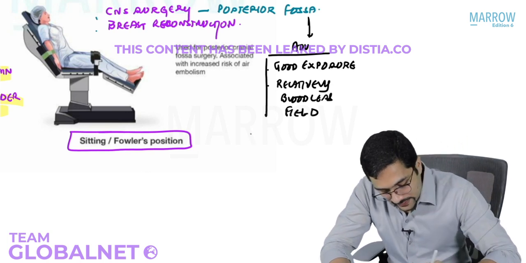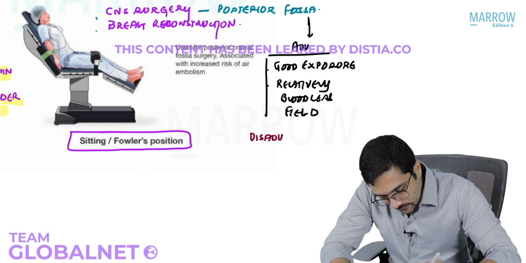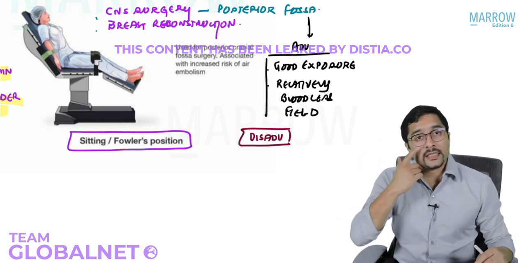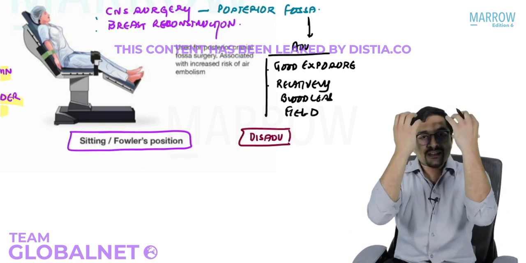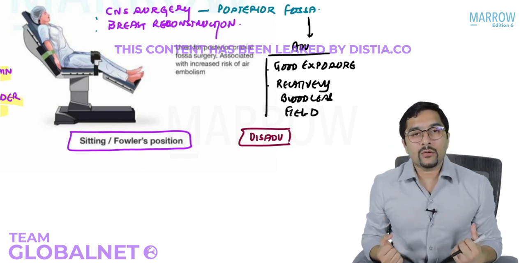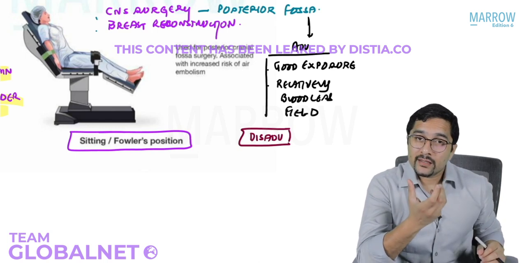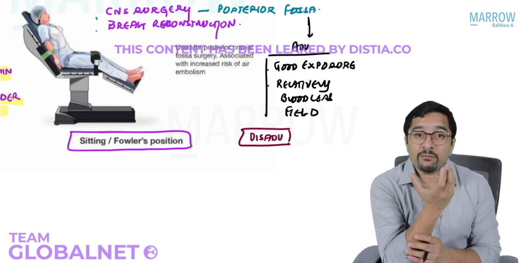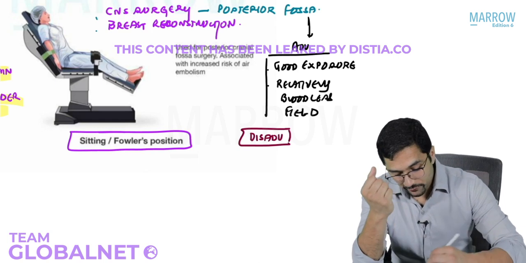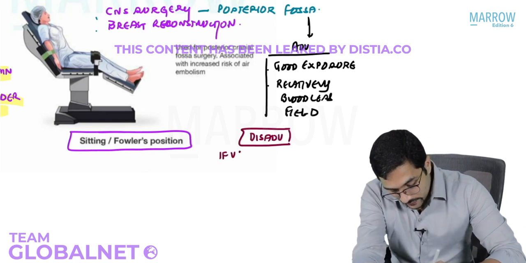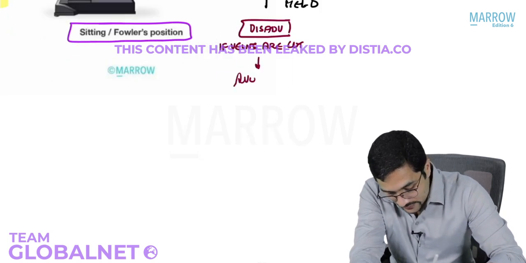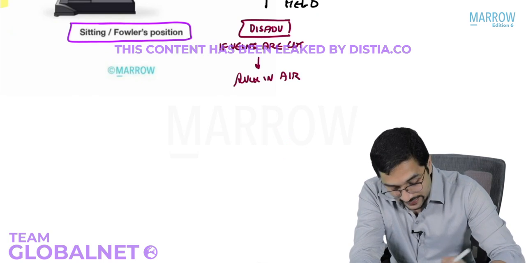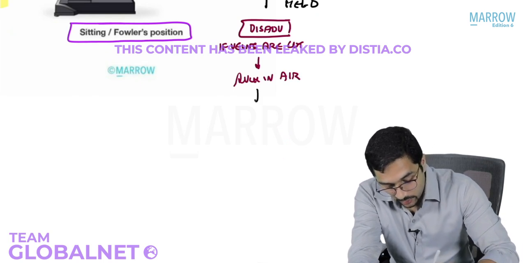But what is the disadvantage? Now the disadvantage is that when the veins have become emptied because of gravity, all the blood has come down. So the veins are empty, right? The veins have negative pressure in them. So if veins are cut, they will suck in air, and that can give rise to air embolism.